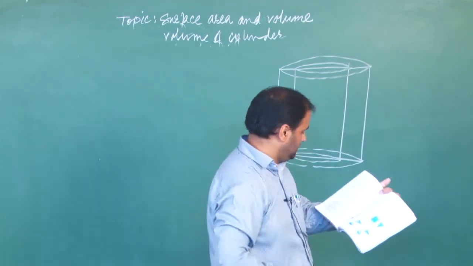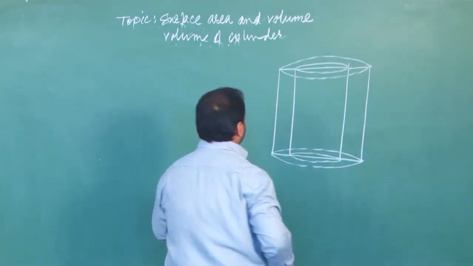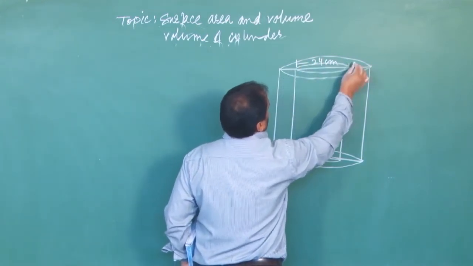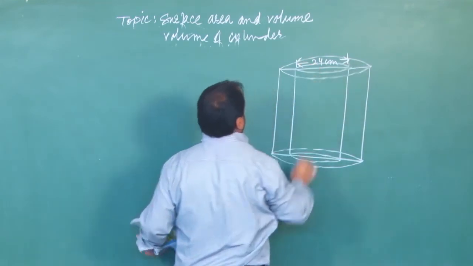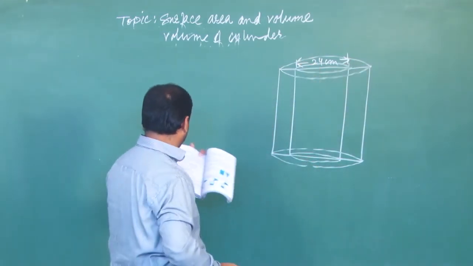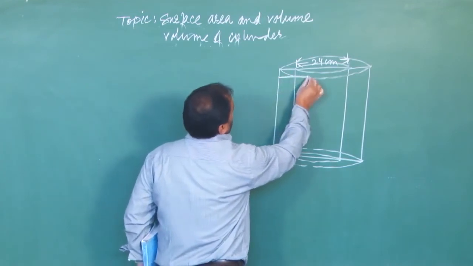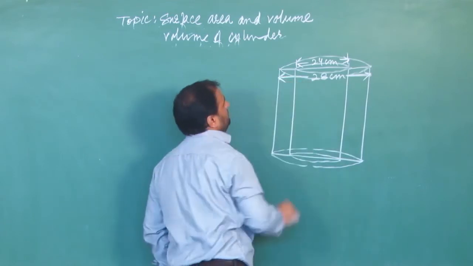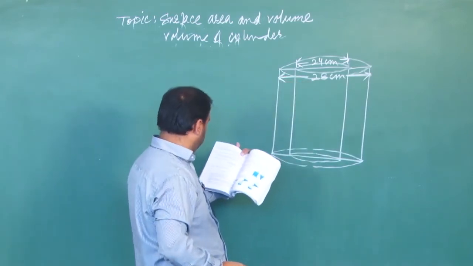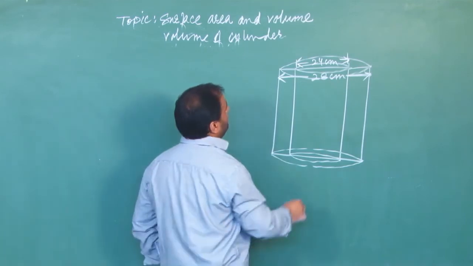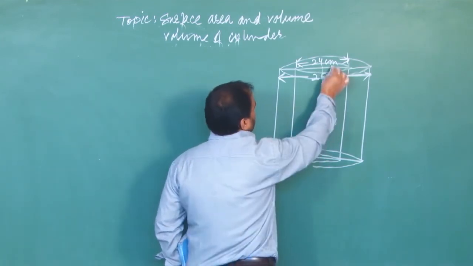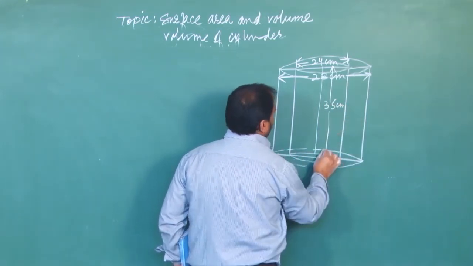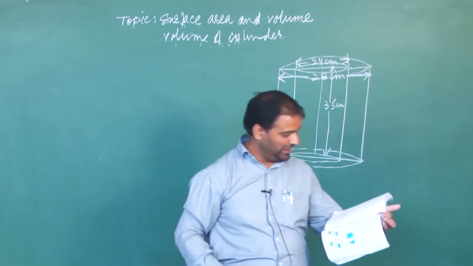Now the question says, the inner diameter happens to be this, is 24 centimeters, and the outer diameter is 28 centimeters. Is this much of diameter, 28 centimeter, and the length of the pipe is 35 centimeters. This is 35 centimeter length of the pipe. You can call it the height of the pipe as well.